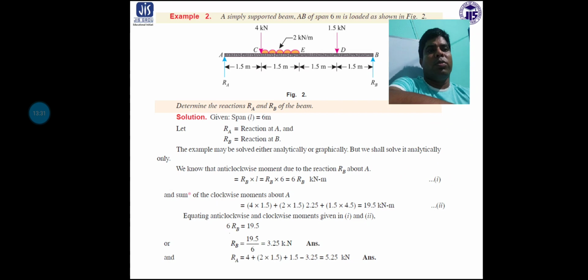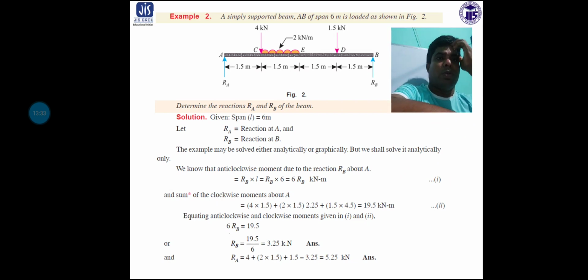Now another problem, where a simply supported beam AB of span 6 meters is loaded as shown in the figure. Determine the reactions RA and RB of the beam. A similar method we can apply. RA is the reaction at A, RB is the reaction at B, and span L is equal to 6 meters. So we apply the similar method.